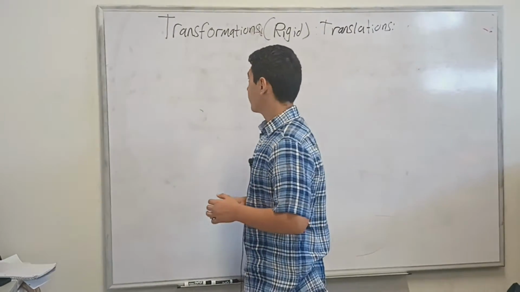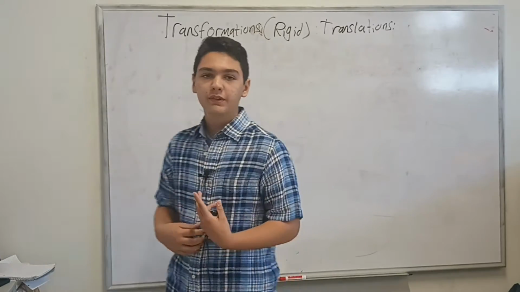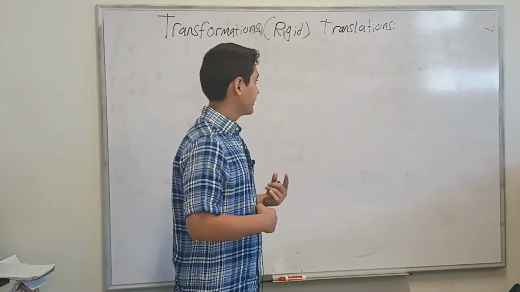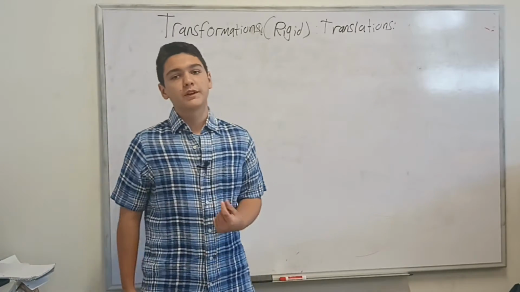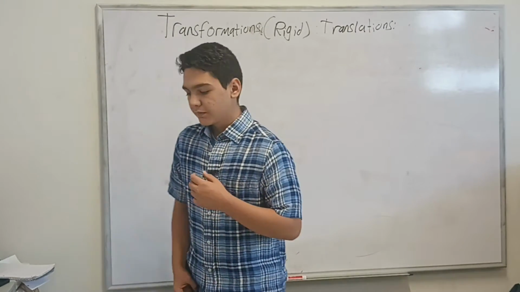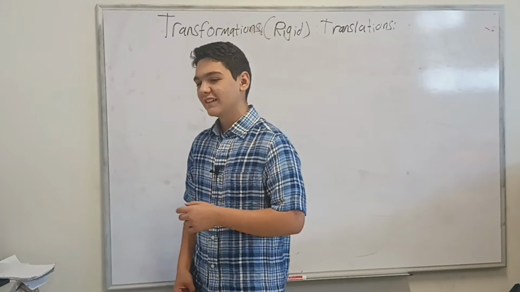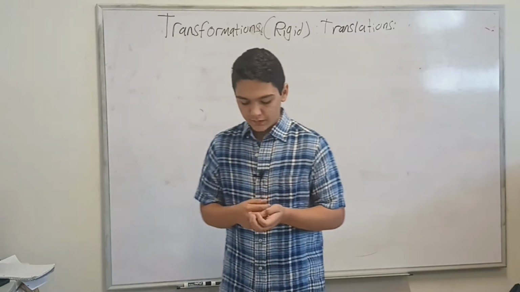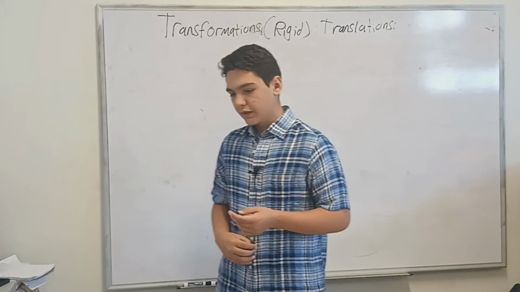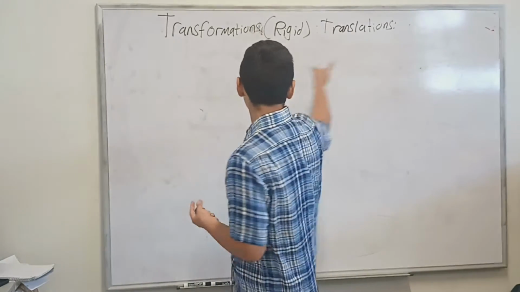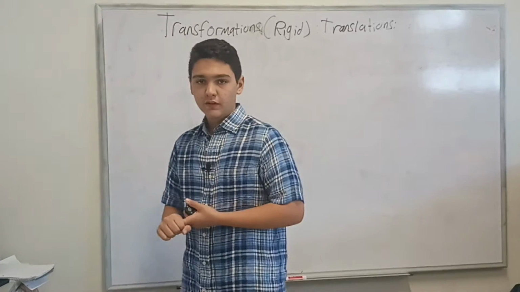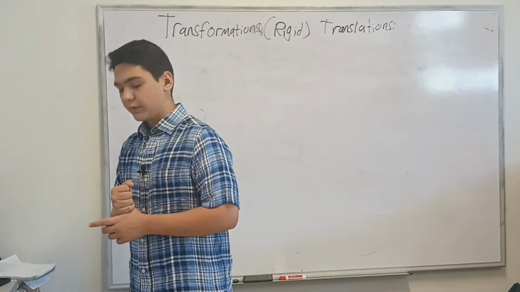And in this video, we're going to be going over transformations. So this is going to be a little bit of a series about transformations. We're going to be focusing on rigid transformations. A rigid transformation is a transformation that doesn't change size. For example, the three rigid transformations are translations, which we'll be focusing on today, rotations, and reflections.